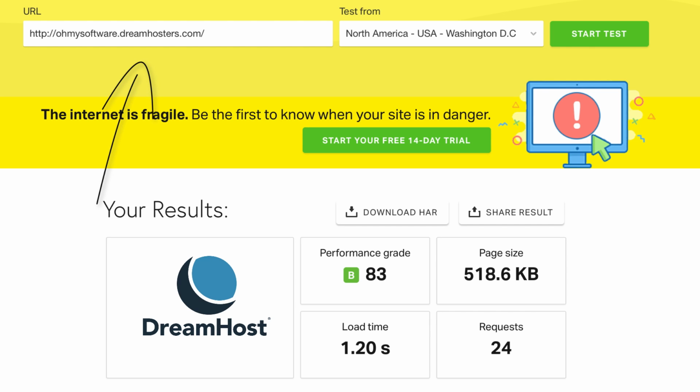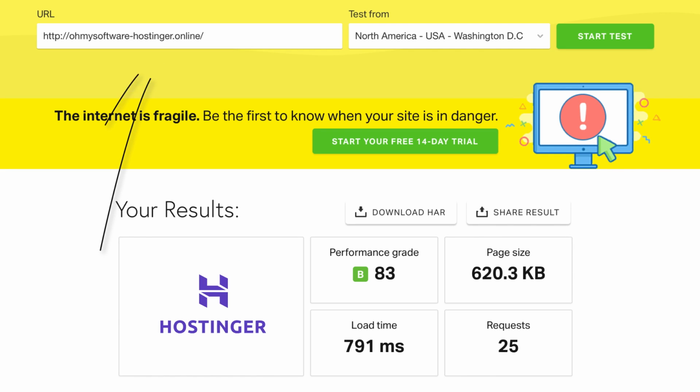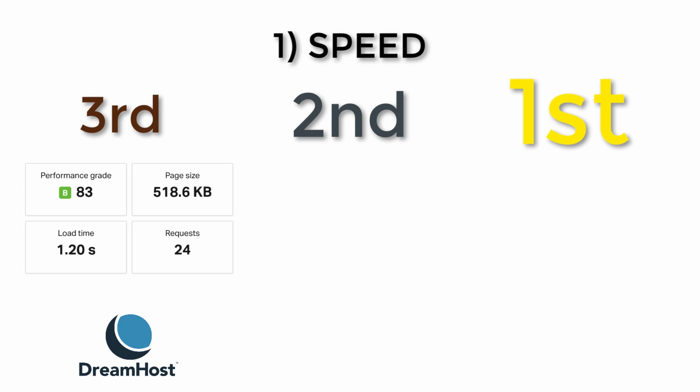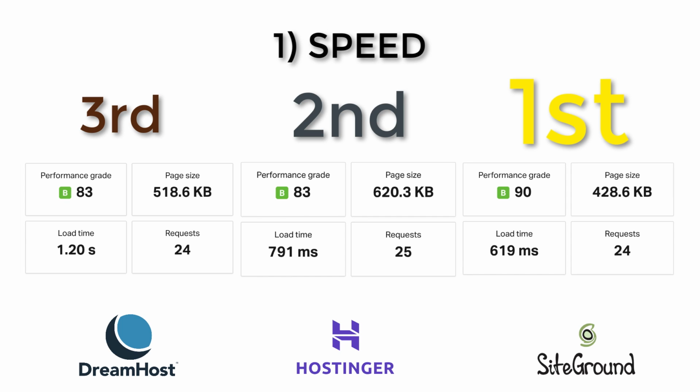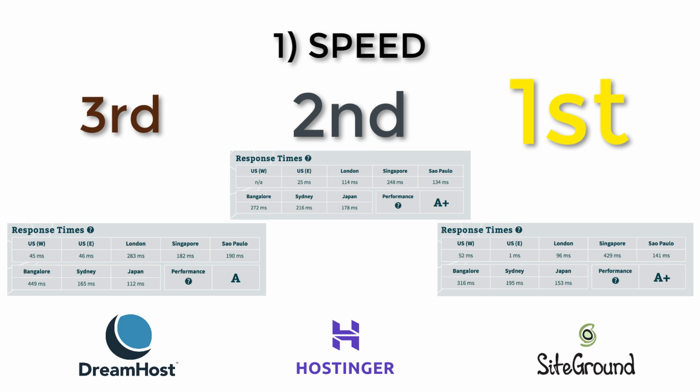Even though DreamHost and Hostinger are tied on the performance grid, I ranked DreamHost in 3rd place just because it took longer to load the website. In 2nd place, we have of course Hostinger, and in 1st place we have SiteGround, one of the fastest web hosting services I have ever tested. These same websites were graded an A on other tests, but I decided to use Pingdom because of its high standards. Our 2nd category is customer service.